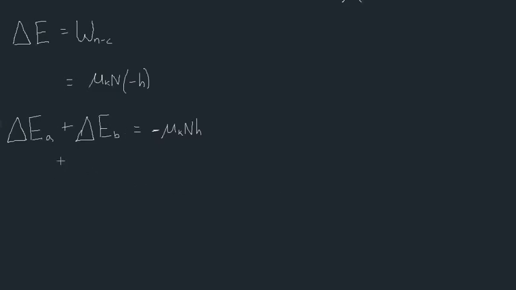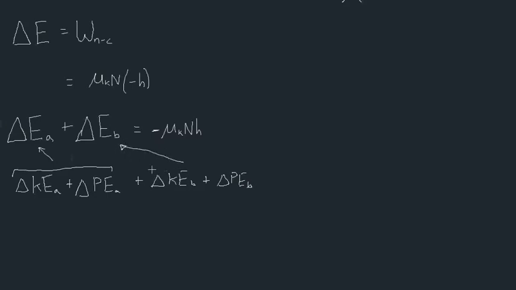All right. Consequently, now we can express the change in mechanical energy of block A as simply the change in kinetic energy of block A, plus the change in potential energy of block A, and that's this term right here. And for the other term, it's going to be equal to the change in kinetic energy of block B, plus the change in potential energy of block B as well. And that's this term right here. Fantastic. And that's just going to be equal to our right-hand side, which is minus mu k n h.